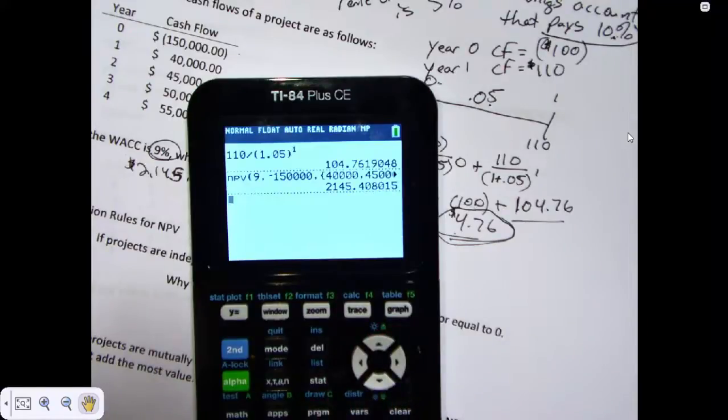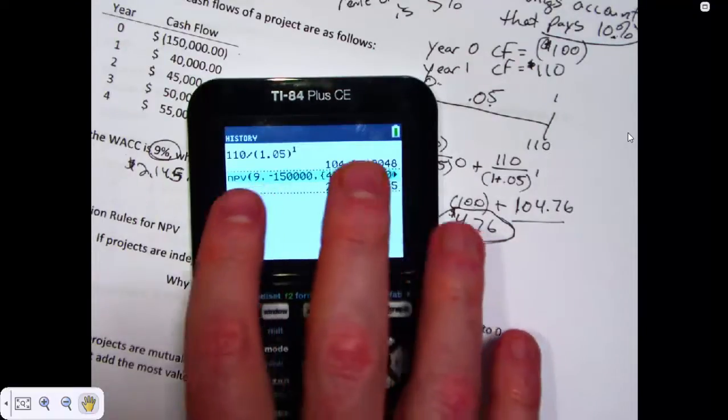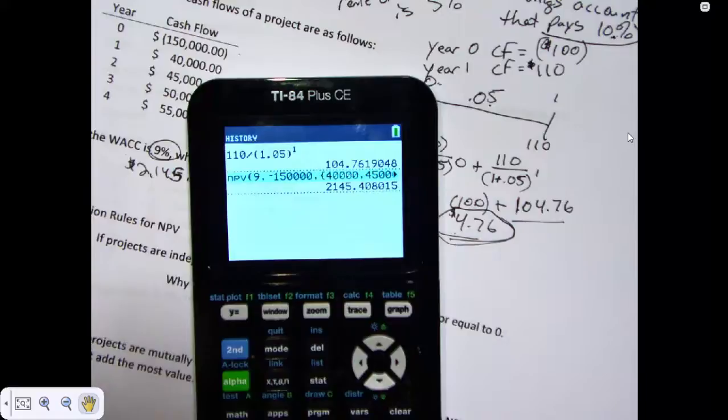2,145 and 41 cents. Okay, so just remember, pull up the NPV. The first number is the weighted average cost of capital in a whole number, not a decimal, comma, your time 0 cash flow, comma, curly parentheses, 40,000, and then all the cash flows.